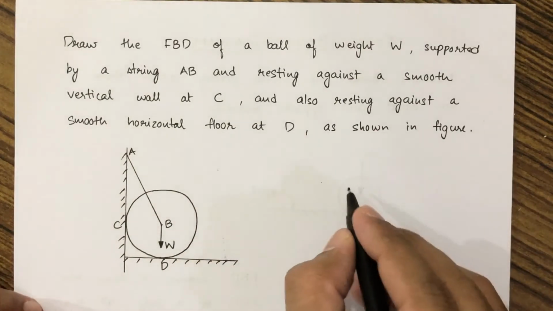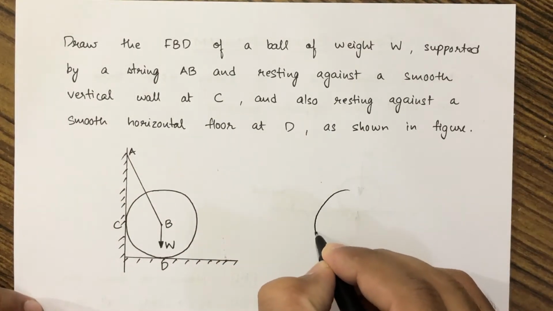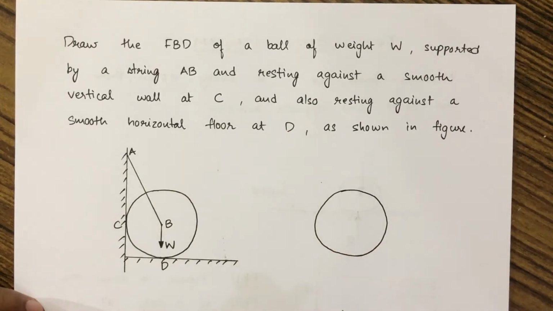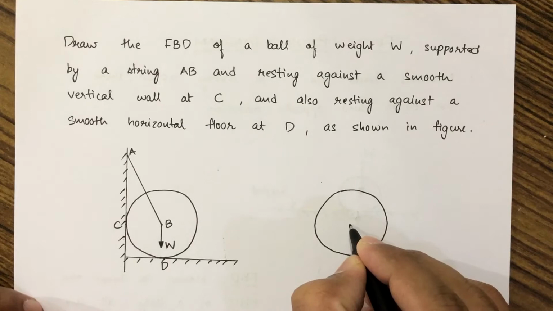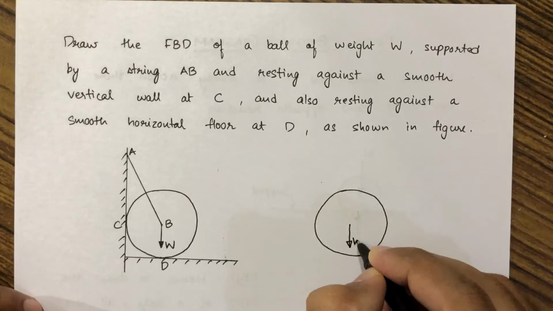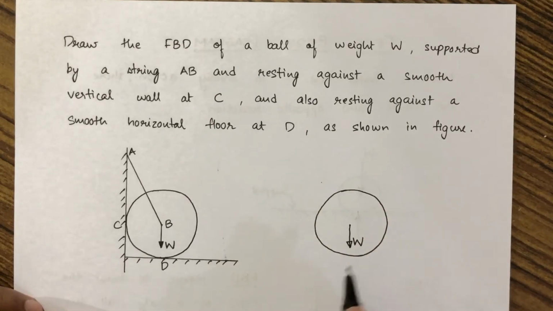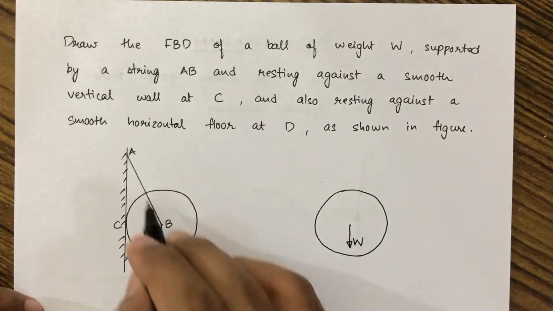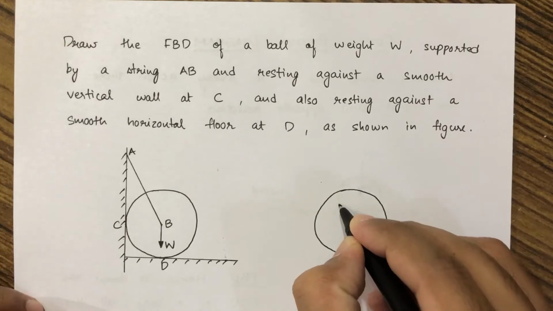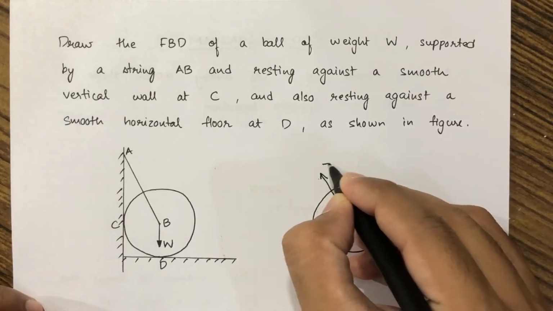Okay, so we will first completely isolate the ball. So this ball has been made separate. After isolating it, we will show the reactions or the forces that will act on the ball. Suppose this is the center. So the first force that will act will be the weight W acting vertically downwards. The next force that will act is due to this string. Now the string will carry tension, and tension will always go away. So let us say that this is the tension T.